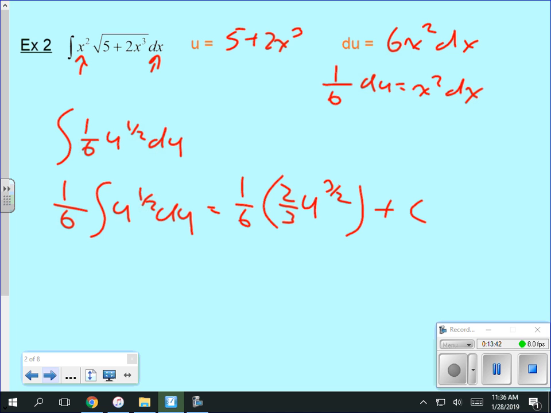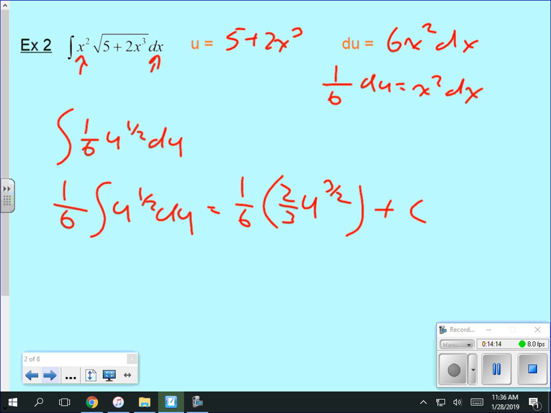Now, technically, that 1/6 is times the c as well. But what is 1/6 times a constant that we don't know? It's still a constant we don't know. So it really doesn't matter what we call that constant. You don't want to do 1/6 c. It's redundant, because if it's something we don't know times 1/6, it's still something we don't know. It's just a constant. Okay.